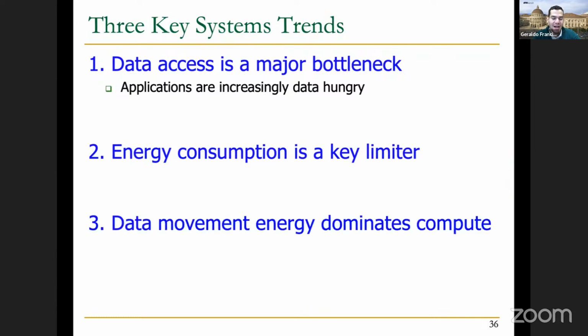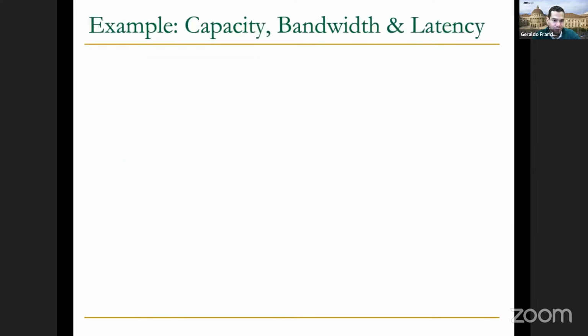And this is just because the CPU is sitting in one part of the system and the memory is sitting in another part of the system. This means that if your application is memory intensive, this data movement of moving data in and out of the processor is going to dominate energy consumption and also performance for many applications.